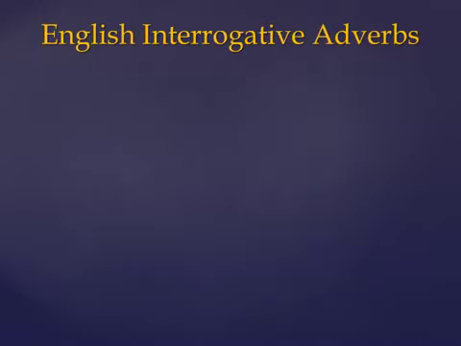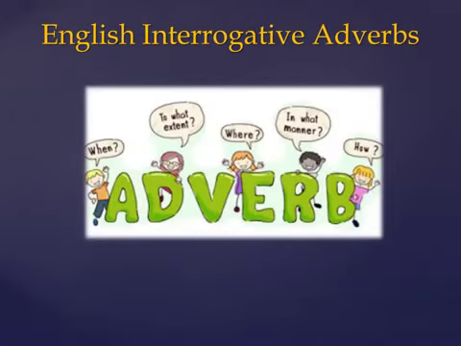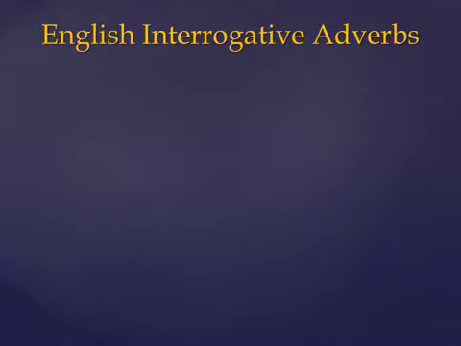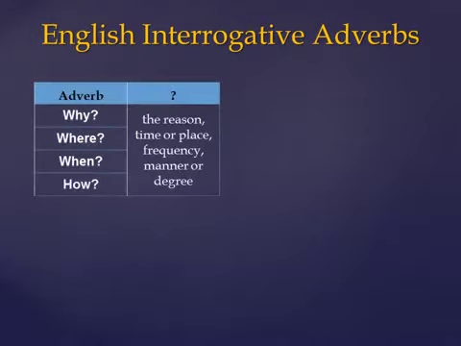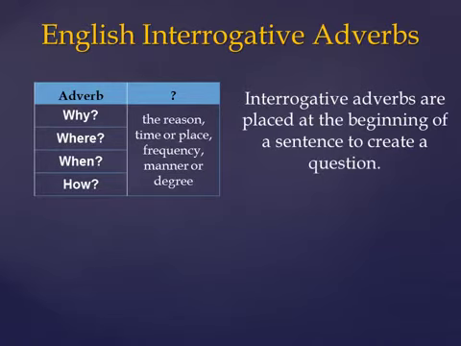Okay, well that's pronouns, but there are other words in the English language which are used to form questions. And these are called interrogative adverbs. The term adverb in English is a bit of a catch-all category for words which modify verbs or whole sentences. Adverbs generally provide us with more information about how the action of the verb is being carried out. Now, there's a subset of adverbs called interrogative adverbs, and these are words like why, where, when, and how. And these can be placed at the beginning of a sentence to create a question.